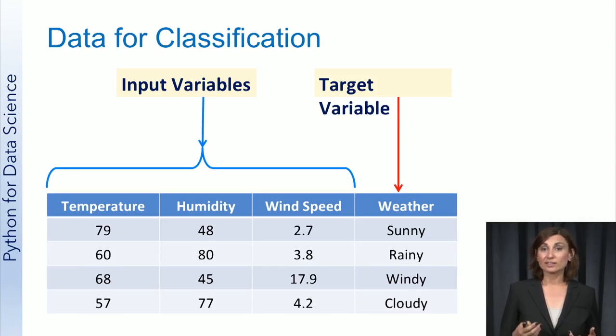This is what the dataset might look like for the weather classification problem. Each row is a sample with input variables, temperature, humidity, and pressure, and target variable, weather. Each row has specific values for the input variables and a corresponding value for the target variable. The classification task is to predict the value of the target variable from the values of the input variables.